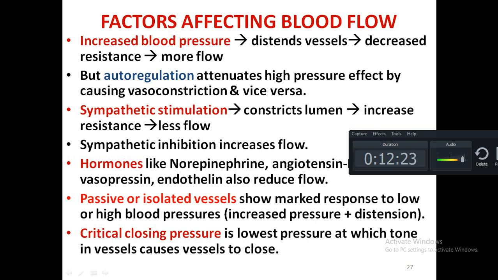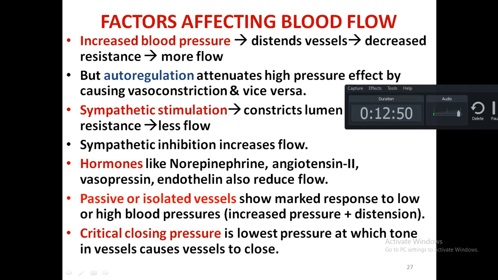The second factor involved is sympathetic stimulation. Whenever there is an increase in sympathetic activity, that will constrict the lumen of the vessels, and that will increase the resistance, so there will be less blood flow. Sympathetic inhibition will have the opposite action, that is, it will increase the blood flow. Then there are certain hormones like norepinephrine, angiotensin II, vasopressin, and endothelin, that are all vasoconstrictors, so they will reduce the blood flow, and there will be a decrease in peripheral perfusion.